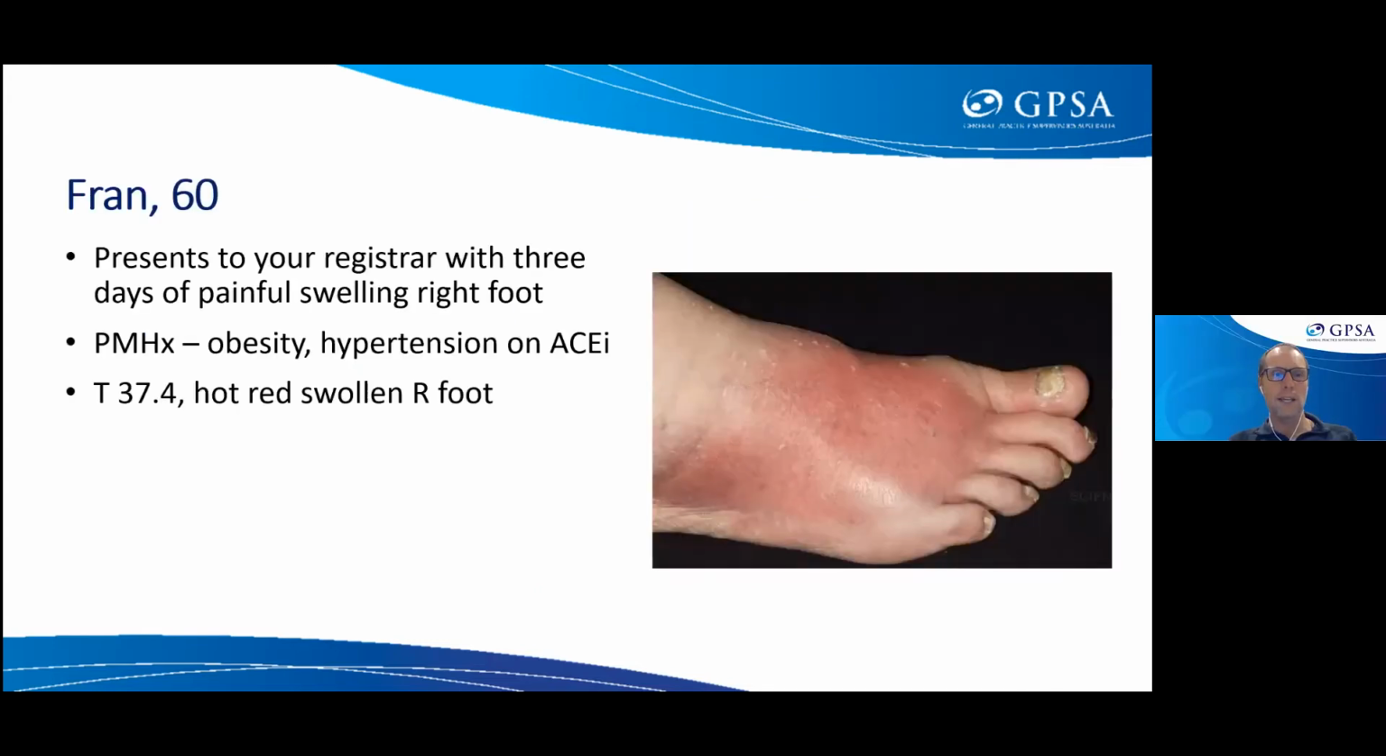Fran, who's 60, presents to your registrar with 3 days of a painful swelling in her right foot. She's got a history of obesity, hypertension on an ACE inhibitor, and her temperature's just mildly elevated at 37.4.